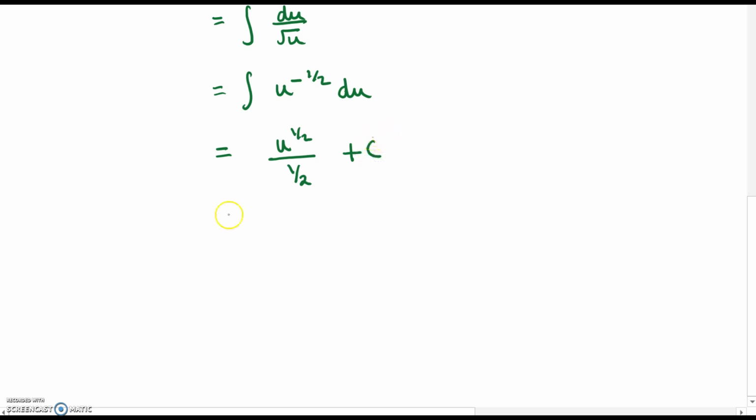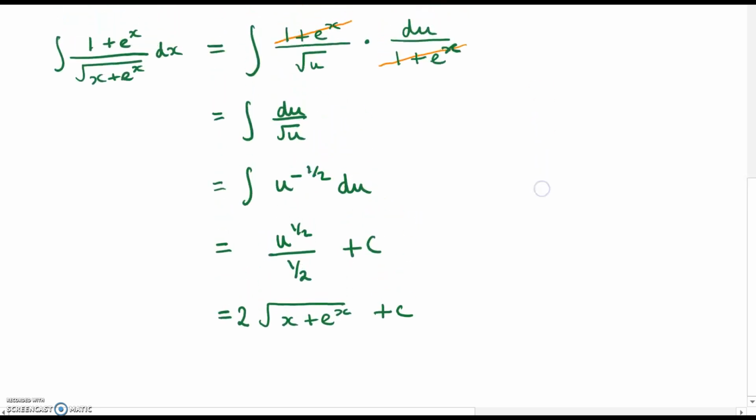Okay, well, that's going to be equal to, u was x plus e to the x, and this is the square root of that, so it's the square root of (x plus e to the x), and you're going to divide by 1/2. Well, dividing by 1/2 is the same as multiplying by 2, so it's going to be 2 times that, plus c. Okay, so we have this indefinite integral of (1 plus e to the x) over the square root of (x plus e to the x) dx is equal to 2 times the square root of (x plus e to the x) plus c.